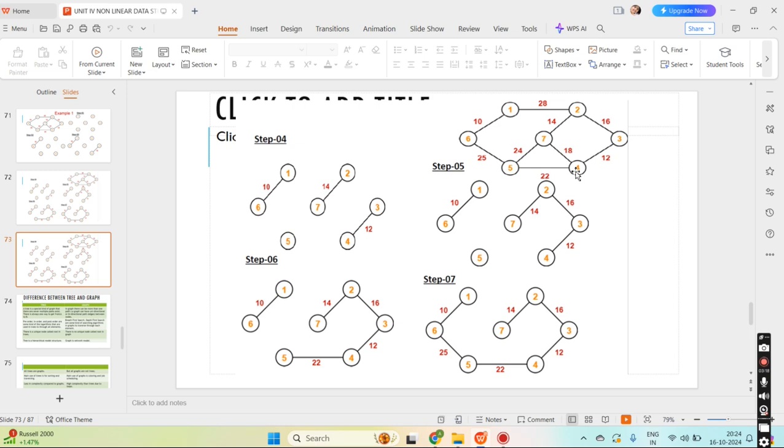So this is Kruskal's algorithm. The main purpose of Kruskal's algorithm is that we can calculate the minimum cost using it.